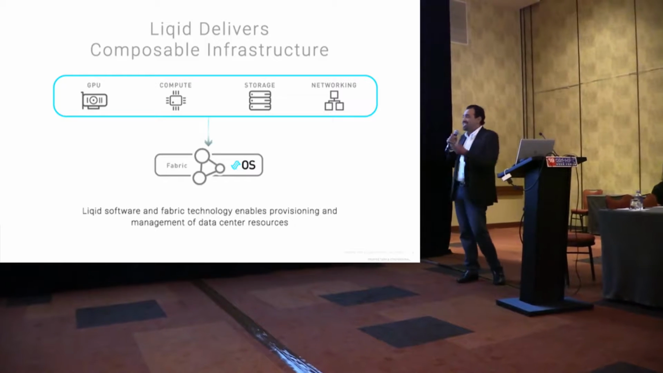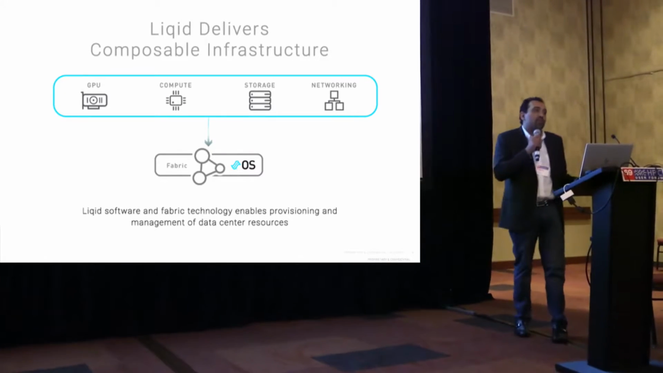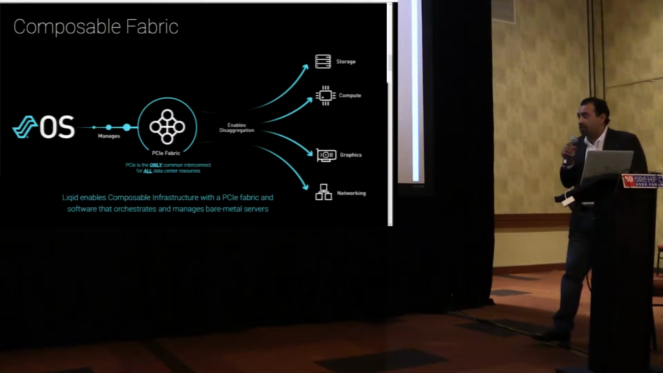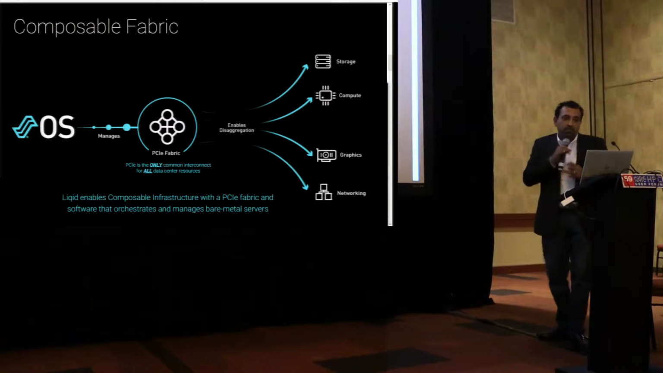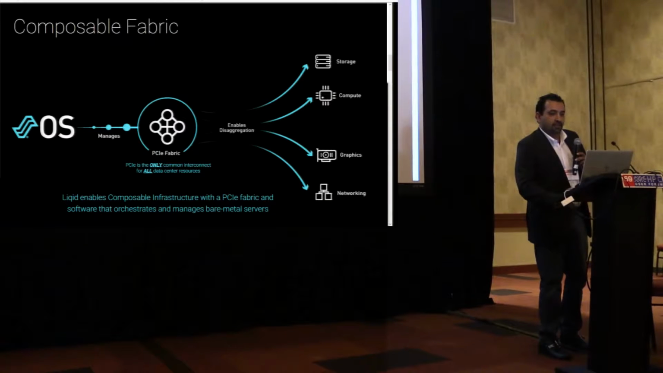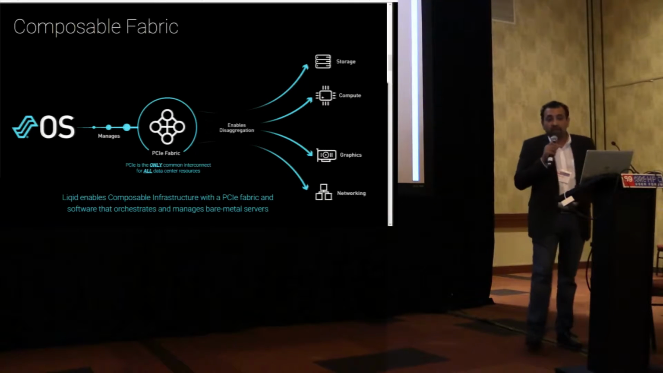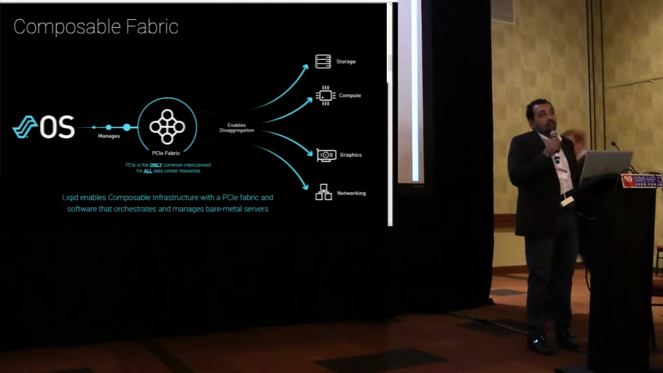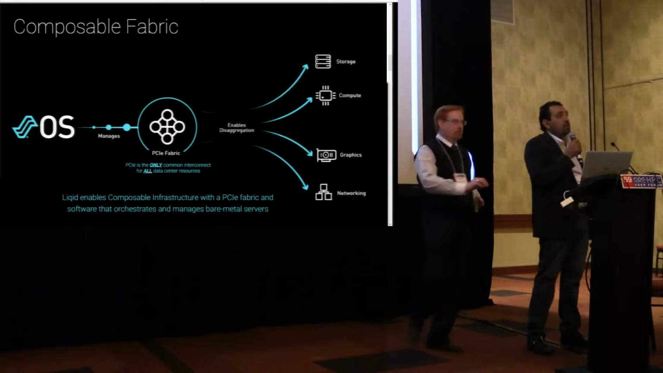What Liqid produces is that fabric that interconnects these pools of resources and the software that allows you to orchestrate these physical machines. The fabric that we've chosen to interconnect our pools of resources is PCIe. For the first time in the data center, we're on a common bus.